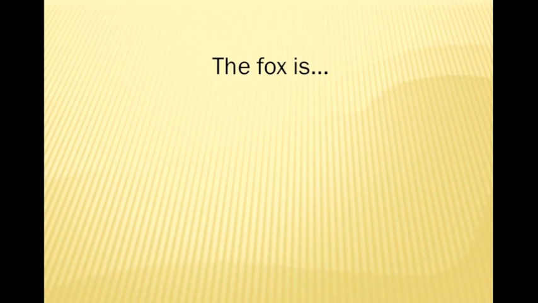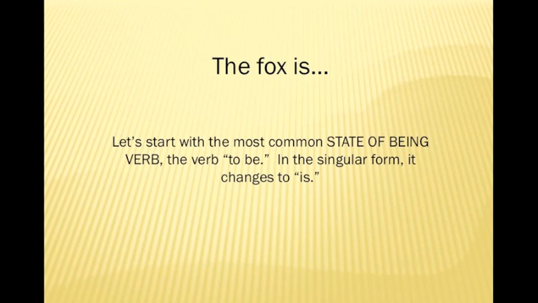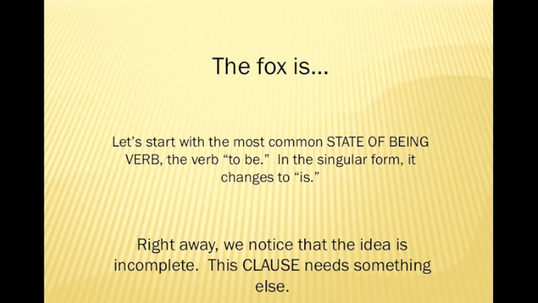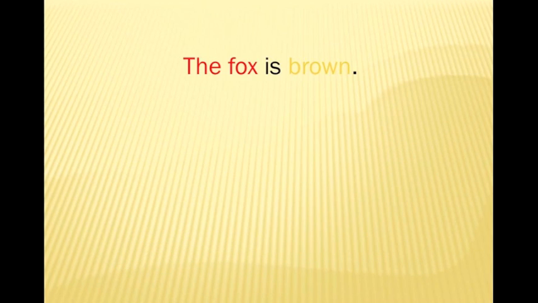So let's demonstrate. For example, we have here "the fox is," which again is the most common state of being verb, in its original or infinitive form, "to be." In the singular, it becomes "is." So again, "the fox is" is what we start with. But right away we notice that the idea is incomplete. This particular clause, the subject and verb situation, needs something else.